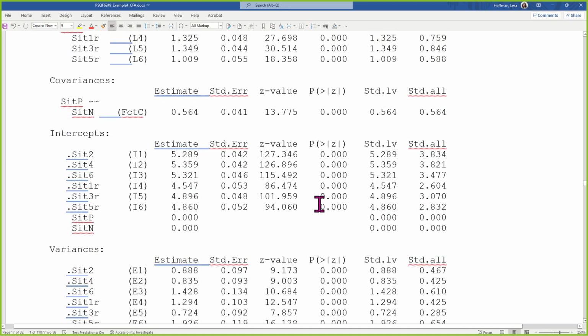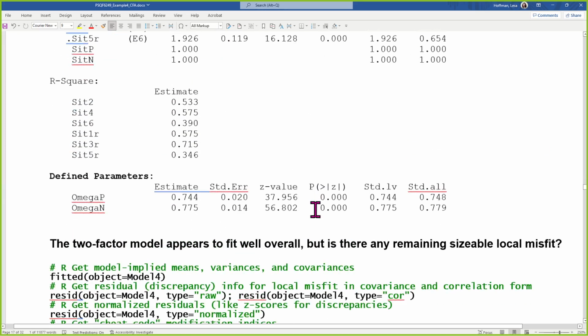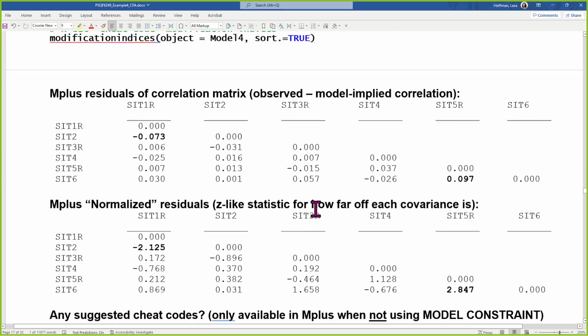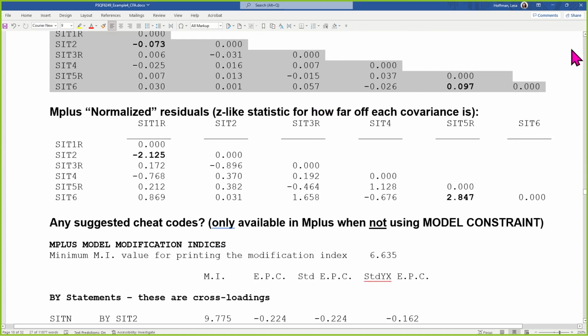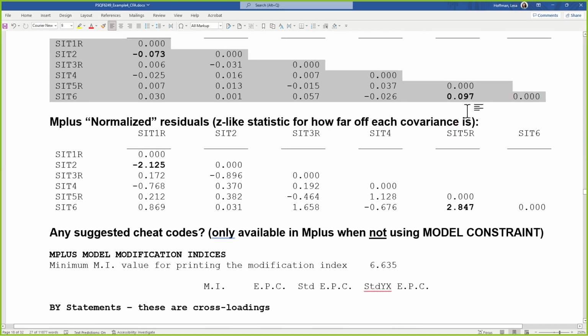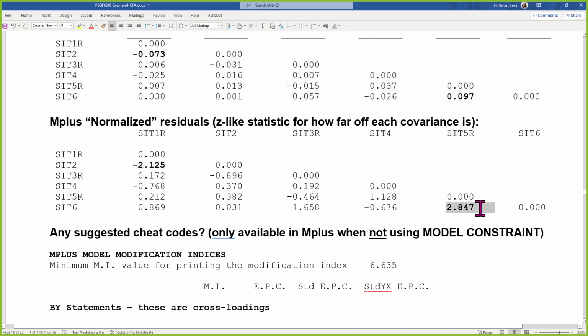So is this good enough? The global fit suggests that it is. Let's look at local misfit. So here are the discrepancy matrices, so residuals of the correlation. The largest correlation in absolute value is just under 0.1 in terms of how far off it is. I can live with that. The normalized residuals are still flagging 2 of these as relatively larger. So it is still concerned about items 1 and 2, and it's concerned about items 5 and 6. I have no reason that would justify adding in those additional relationships, so I'm going to call it good.